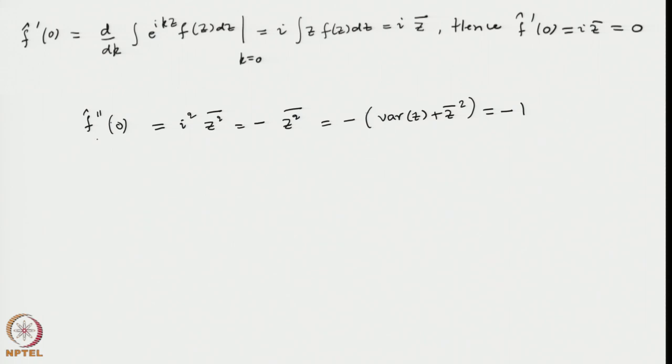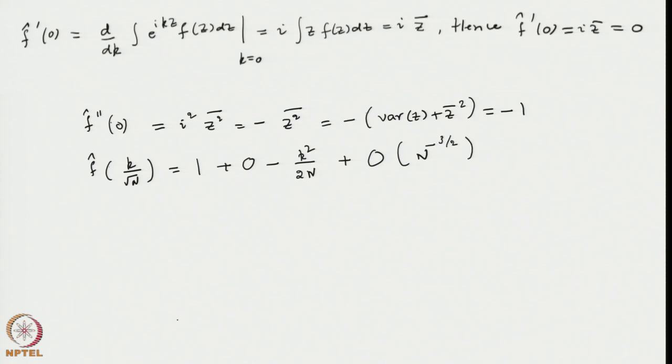So we will evaluate the first two-term expansion; we need only the two derivatives, and hence the Taylor expansion takes the form: f of k by root n will be the first term, the value itself, which is 1, the second term is 0, and the third term has a negative 1 here, and it is basically k square by 2n, and then of course it will have a higher order term, which will be of the order of n to the power minus 3 by 2 for any k, but it will be only the cube of root n basically.